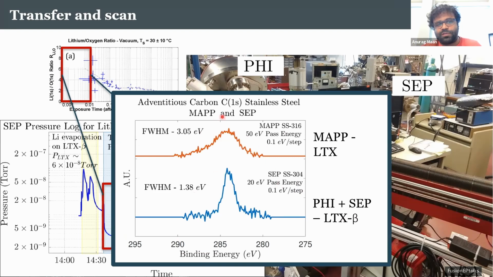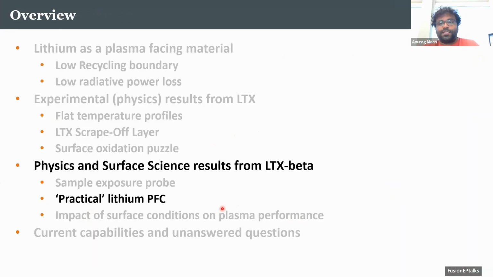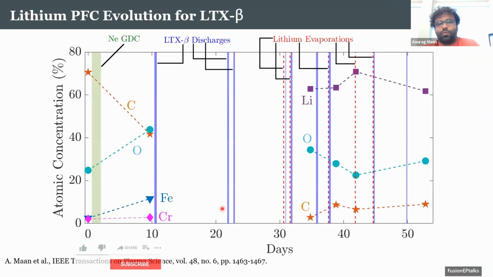For example, this is a carbon C1S peak on stainless steel, and you can see the resolution improves by like a factor of 2.5. Okay, all of this is nice, but what do we learn from here? Well, a bunch of things that I'll highlight in the next few slides.